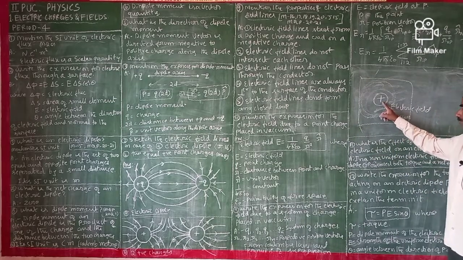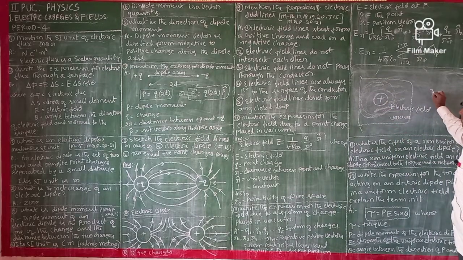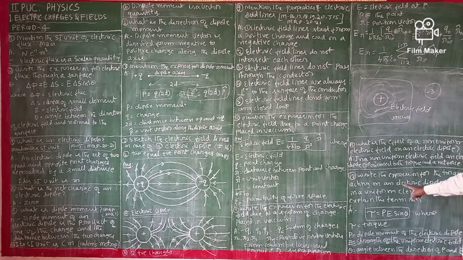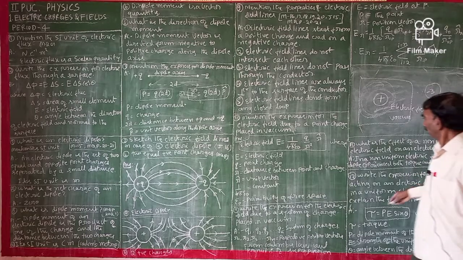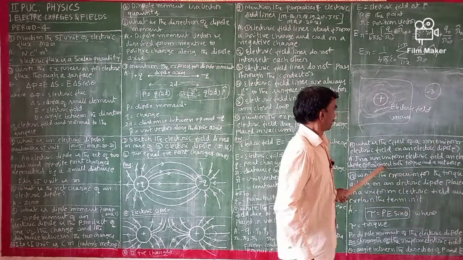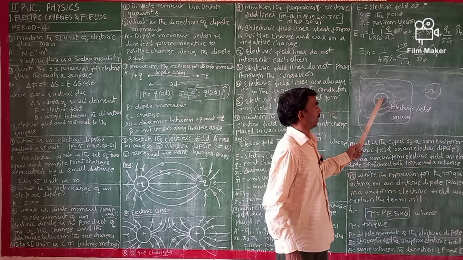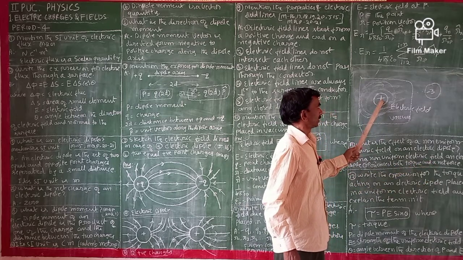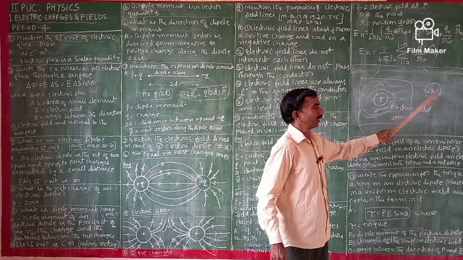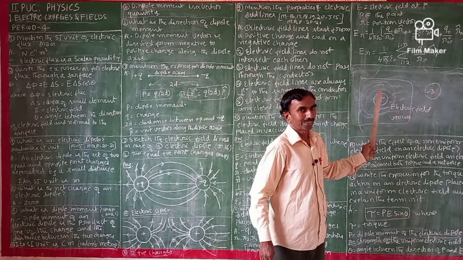Suppose this is a plus charge and another is a minus charge, it becomes a non-uniform electric field. So what is the question for this? In a non-uniform electric field, an electric dipole experiences both torque and net force. Here it is a plus charge and a minus charge, it becomes a non-uniform electric field.